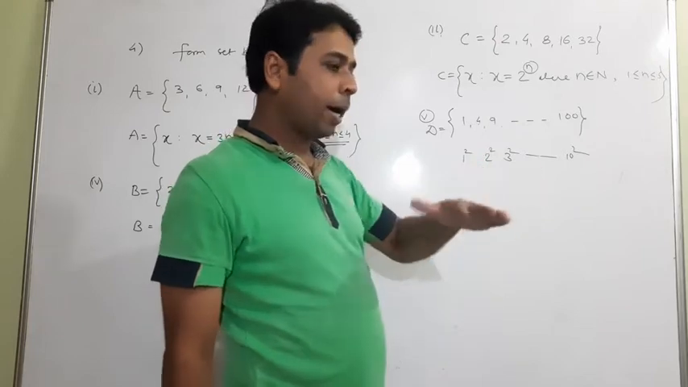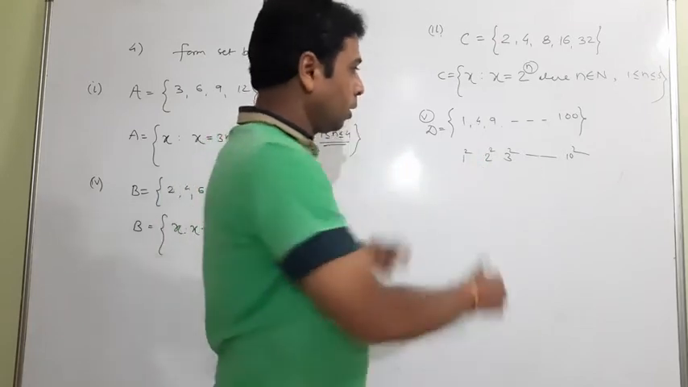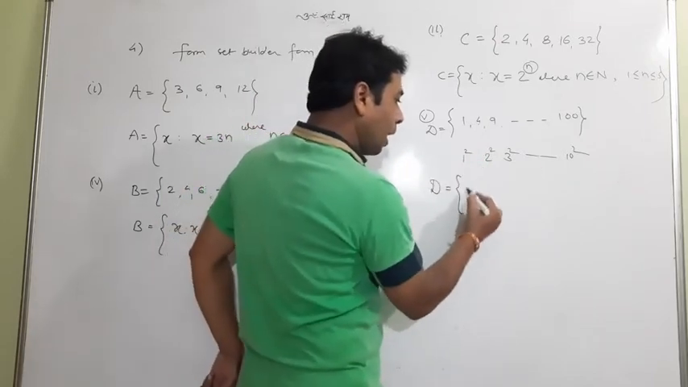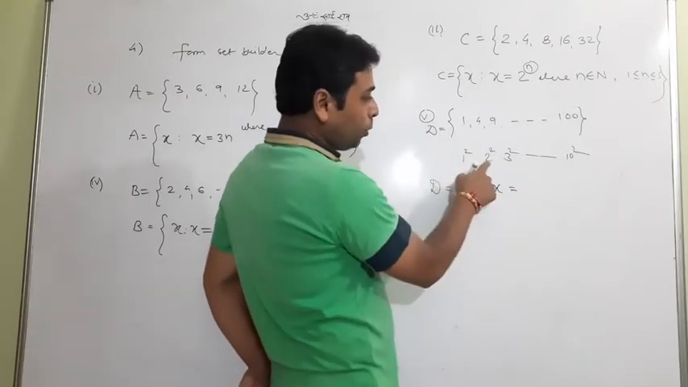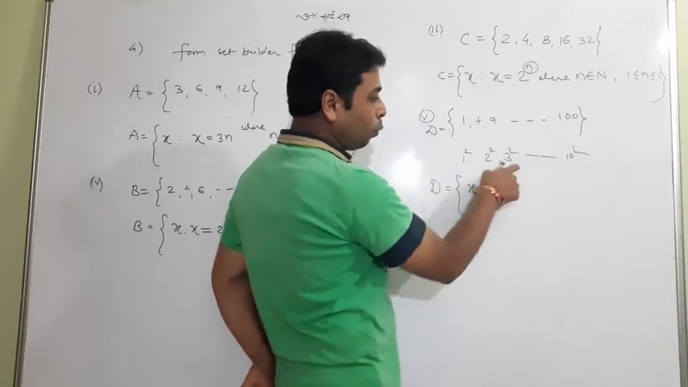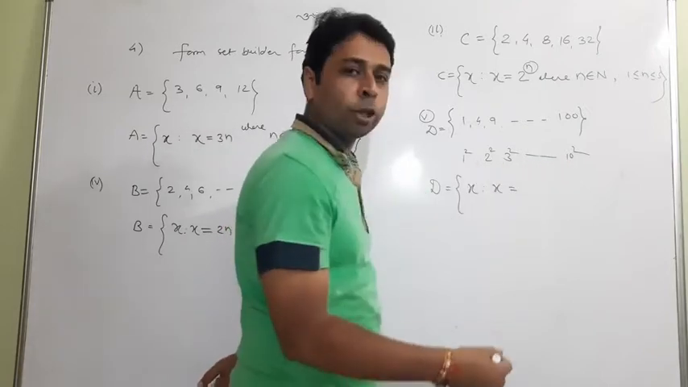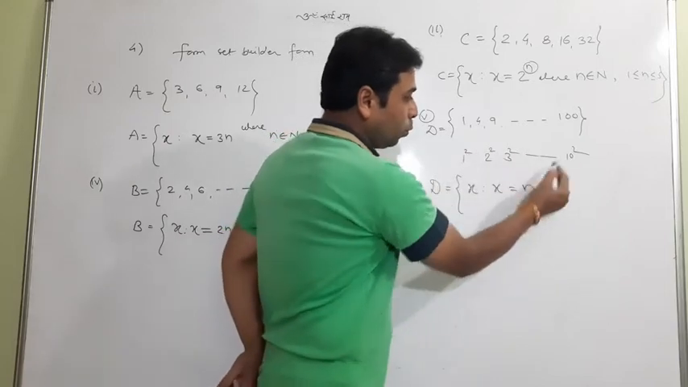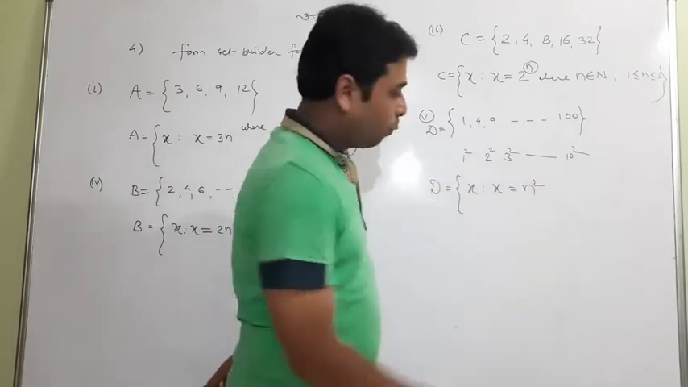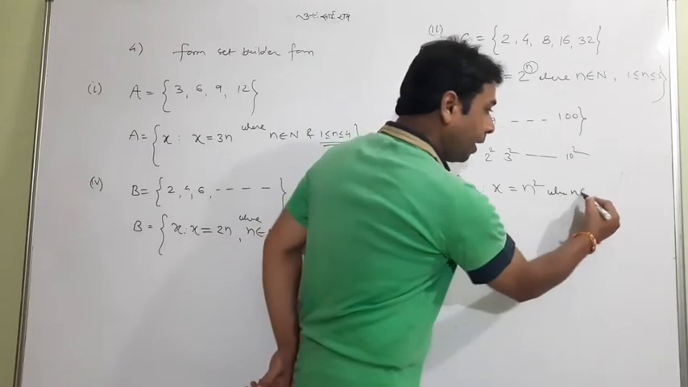And I tell you how to think about that. D is equal to the set of x such that x is equal to, this is 1, 2, 3 and 10. Now what are 1, 2, 3, 10? They are natural numbers, so I will write n. And what is constant? 2, 2, 2, 2. So it's a 2. And what is n? n is a natural number.